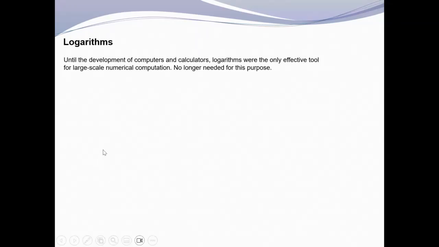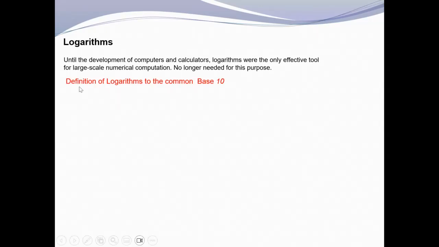Now comes logarithms. I believe logarithms are in 4.3. Okay, to begin the logarithms. Before the development of computers and calculators, logarithms were the only effective tool for large-scale numerical computation. But this is no longer needed because we have calculators and computers.